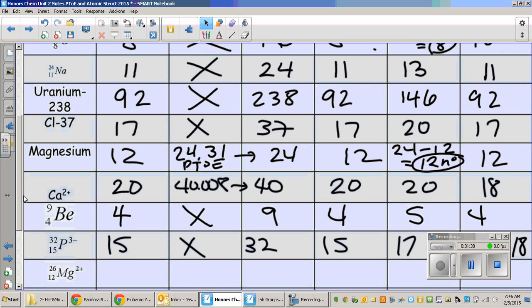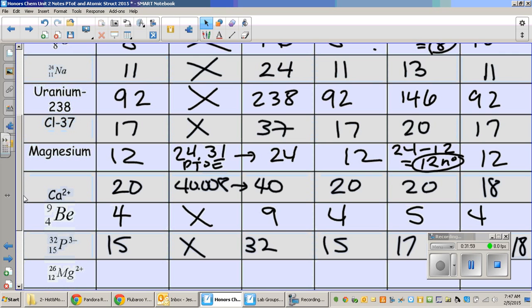I think the harder of these, the calcium 2+ one, was the only tricky one really because you had to look up the periodic table elements. So you got 20 for its atomic number, leaving you with 20 protons, and then you saw 40.008 rounds to 40 for your mass number. So that was not bad. 40 minus 20 is 20 still. Your neutron number should be 20.